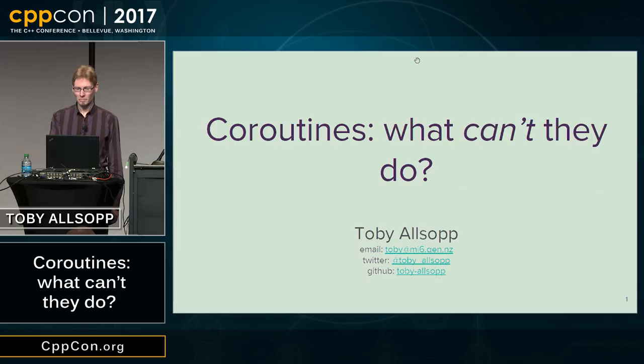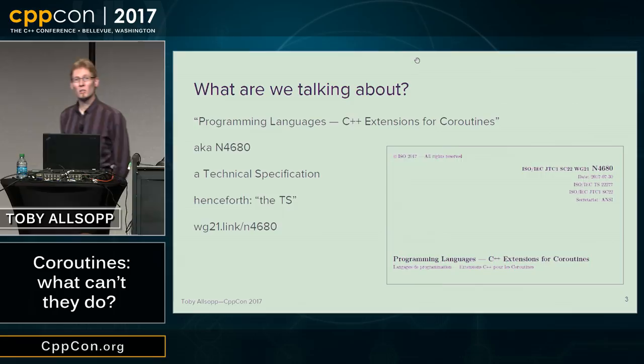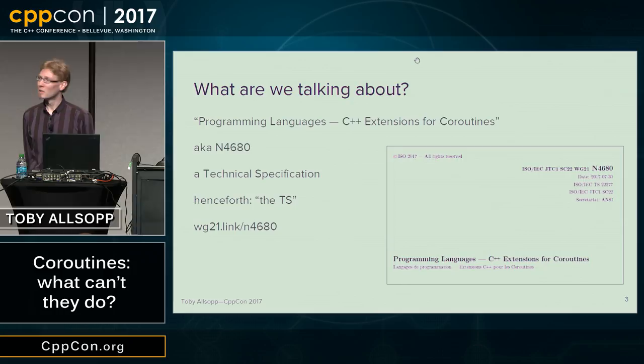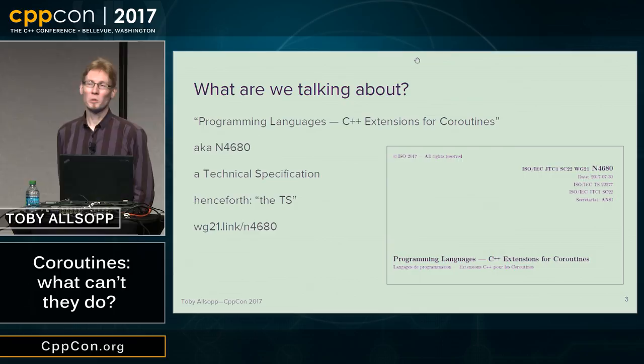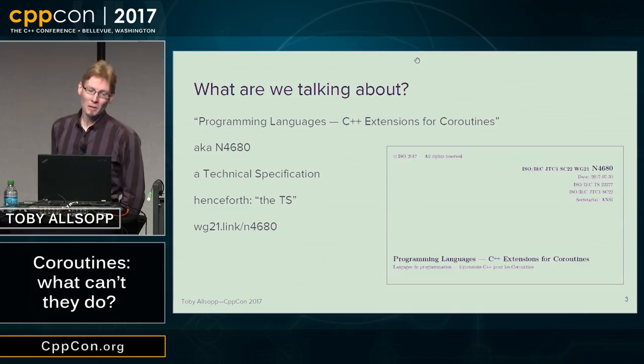So, start with a little intro to set the context. What am I going to be talking about? There are lots of different things that get called coroutines, in languages that aren't C++ and in C++, but I'm specifically talking about the technical specification called C++ extensions for coroutines, also known as N4680 to its friends. I'll just refer to that as the TS from now on.